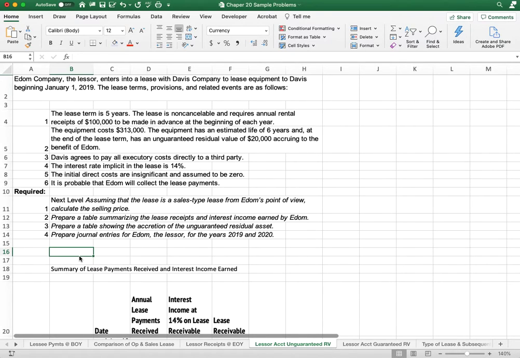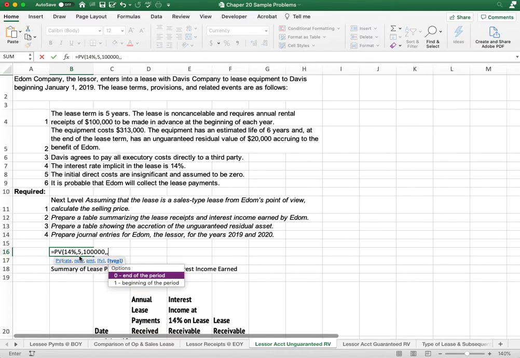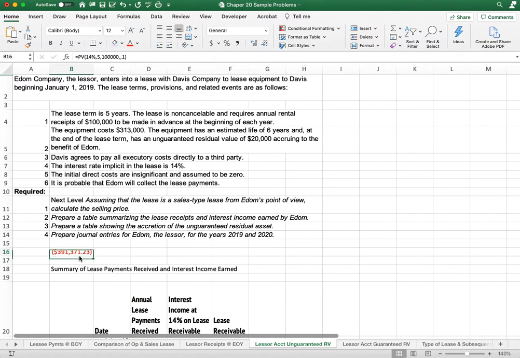So we'll just do that here. We'll use the present value function, so we'll say equals PV, open parentheses, rate, they gave us 14%, 5 years for the number of periods. The payment is $100,000. And then this is beginning of year, so we'll put comma, comma, type 1, close parentheses, and we get 391,371.23. I'm going to put a negative sign in front of this so that it reports it as a positive. And so we have that.